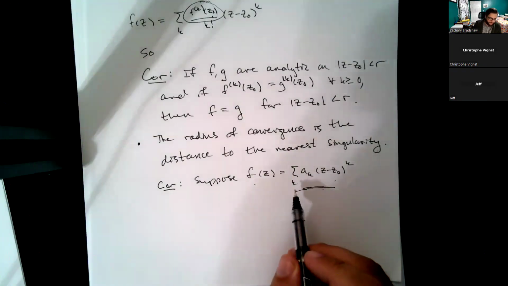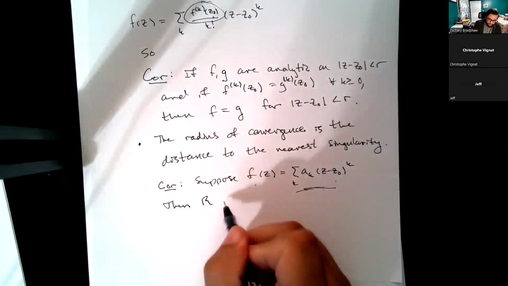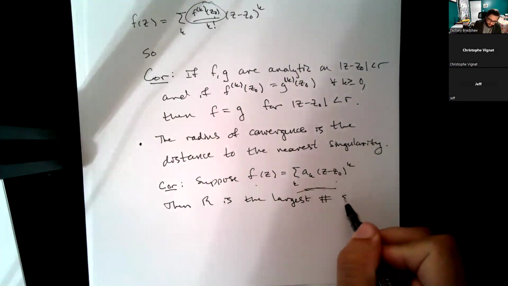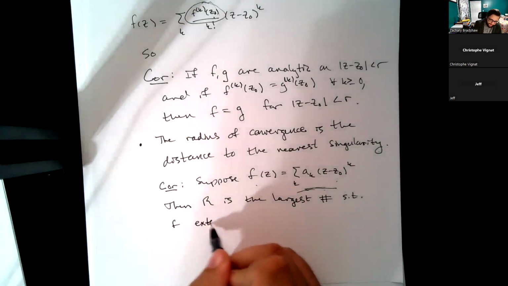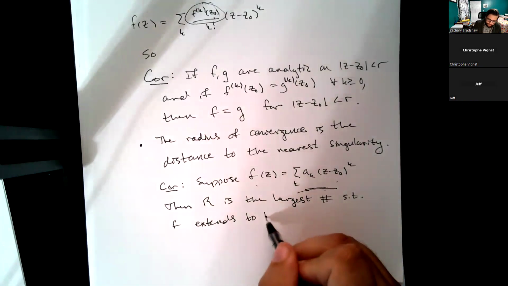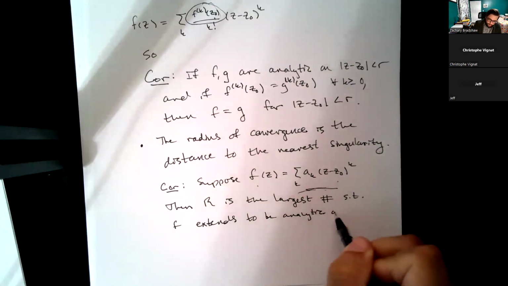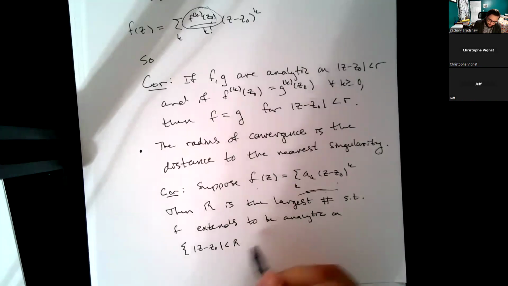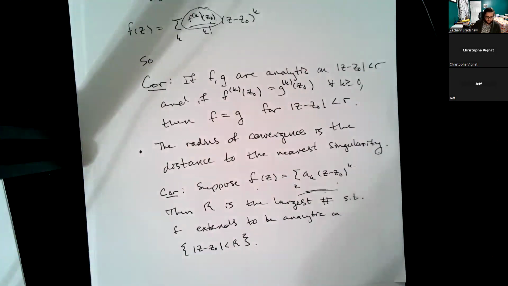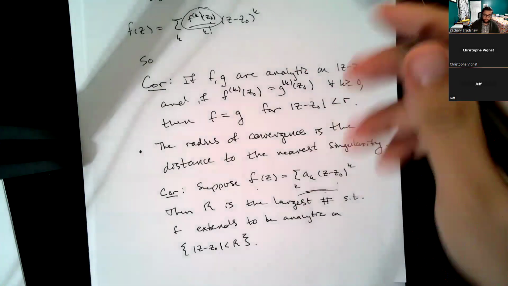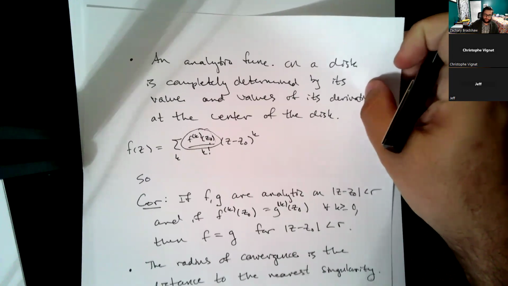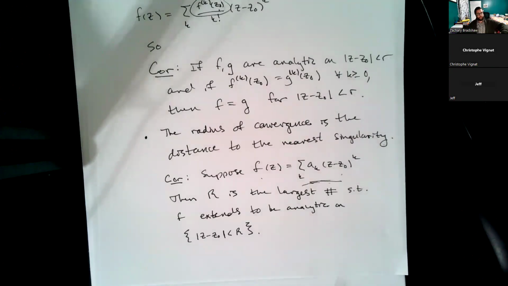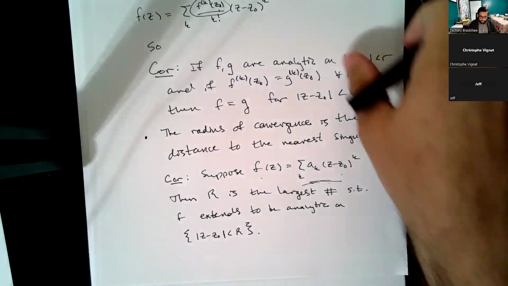Okay, but anyway, suppose f is analytic, then R, the radius of convergence, is the largest number such that f extends to be analytic on, well, the disk of radius R. And by this first remark up here, notice that this implies that that extension is unique.